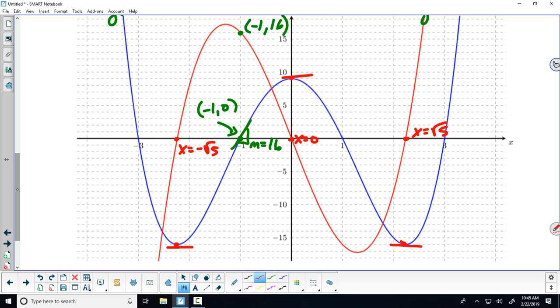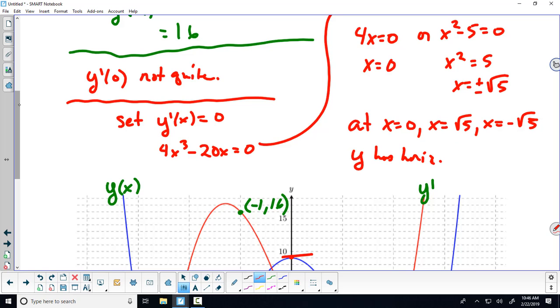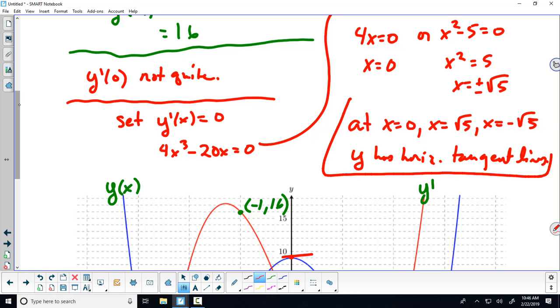Questions on this? Sean? If we have something akin to this on the test, how do you want us to write the end? Sure, great question. So at x equals 0, x equals the square root of 5, x equals minus the square root of 5, y has horizontal tangent lines. Something to that effect. To be honest, if you wrote x equals 0 and you've done it systematically, labeling everything as you go through, you get to here, I'll probably just accept that. But this is a nice way to summarize what you just found.